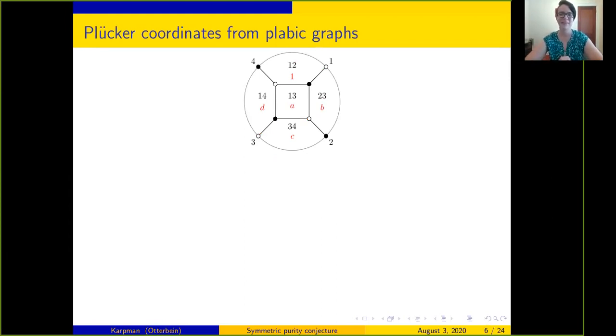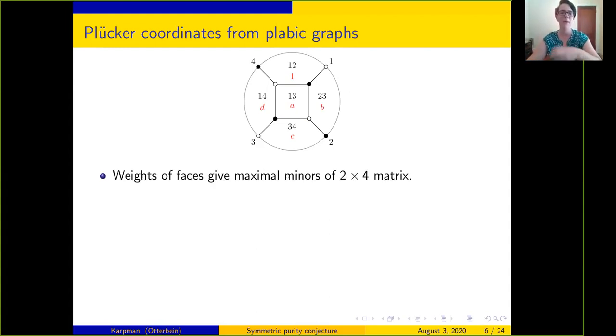Okay, so that's the combinatorial recipe of labeling faces. And now I'd like to think of those face labels as coming from minors of a matrix, in this case, a 2x4 matrix. So we can represent the Grassmannian of k-planes in M space, 2 planes in 4 space, by full rank k by m matrices modulo row operations.